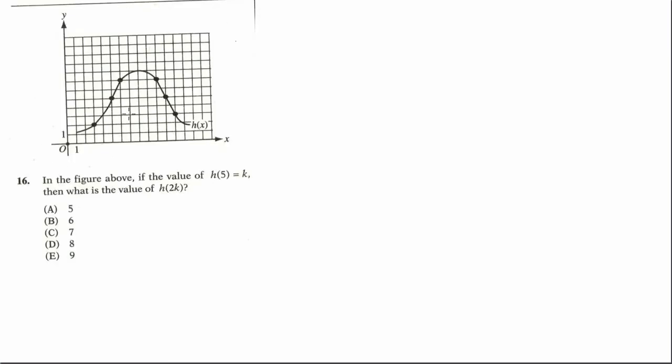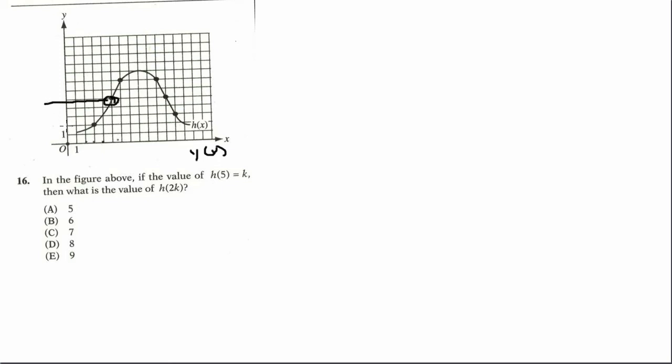In the figure above, the value of h of 5 is going to be k. Okay, so that means, and here h of 5 they tell you is the formula for the line as you go along the x. Okay, so really it could just be written as y of x, but whatever. So 1, 2, 3, 4, 5, so we're talking about this point here.